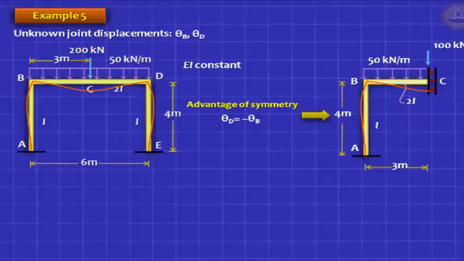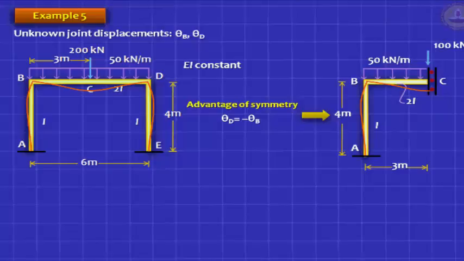Now, you can take advantage of symmetry, cut the section at C where the axis of symmetry is, and you have to put a guided fixed support, which means you're cutting through that 200 kilonewton load so that you have 100 kilonewton on either side. You can choose either the left side or the right side, whichever you like. I've chosen the left side. So your problem is now reduced to this problem.